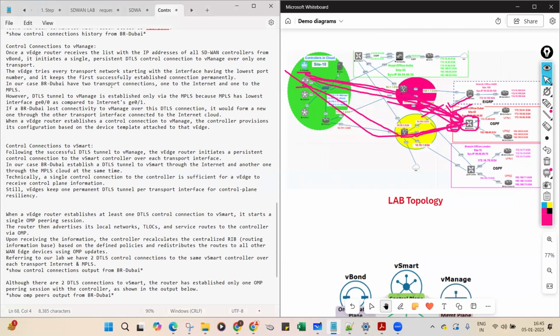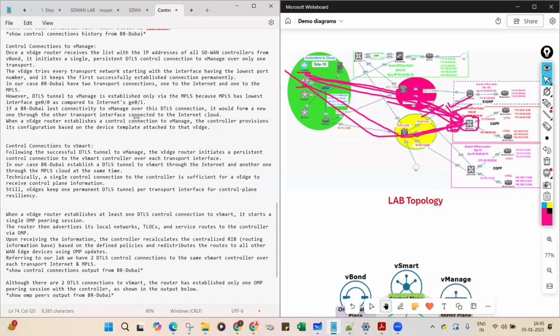So in our case, BR Dubai has two transport connections, one with the internet and one with the MPLS as we discussed. However, the DTLS tunnel to vManage is established only via MPLS because it has the lowest interface number GI0/0 as compared to internet's GI0/1. If BR Dubai lost connectivity to vManage over the DTLS connection, it would form a new one through the other transport connected interface to the cloud as discussed.